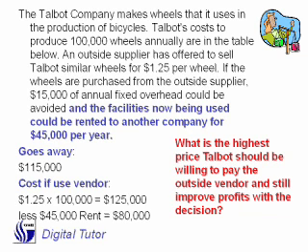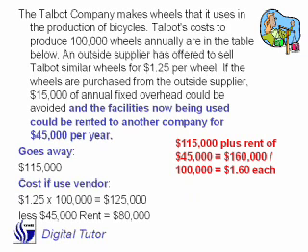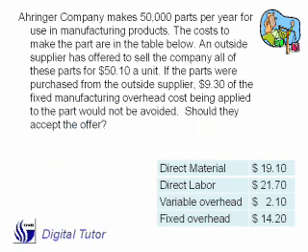Let me ask the question a different way. What is the highest price Talbot should be willing to pay the outside vendor and still improve the profit decision? What do you think? Freeze your frame. This is a little tricky. You can pay up to $1.60 because 45 cents of that is being offset by the rent. Do you see it? That's a little tricky. All right, freeze your frame and work this one, and then we'll talk about it together.